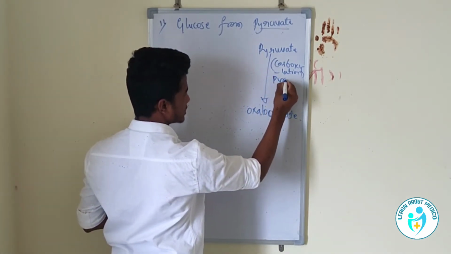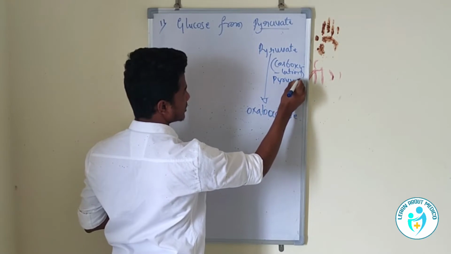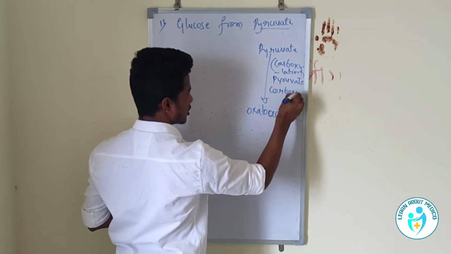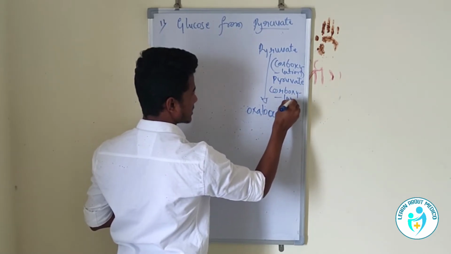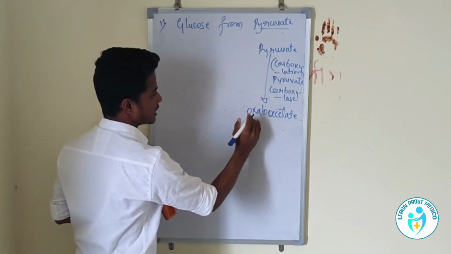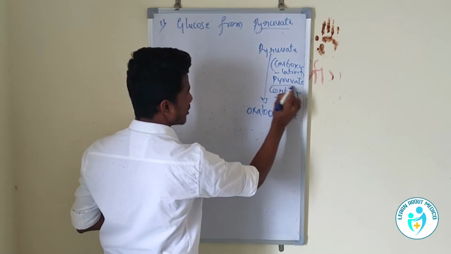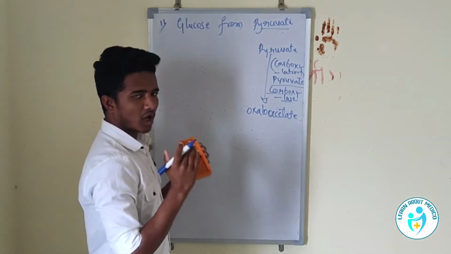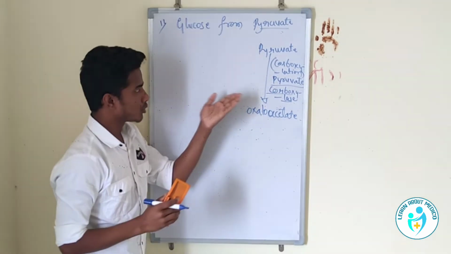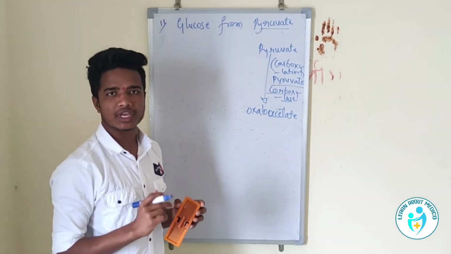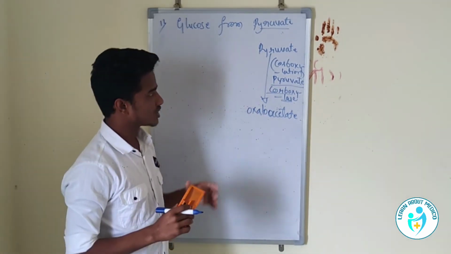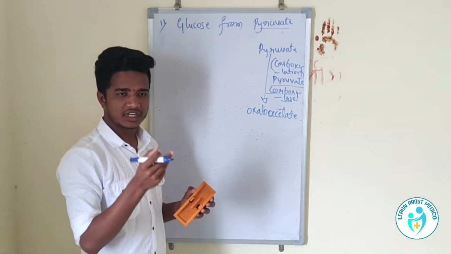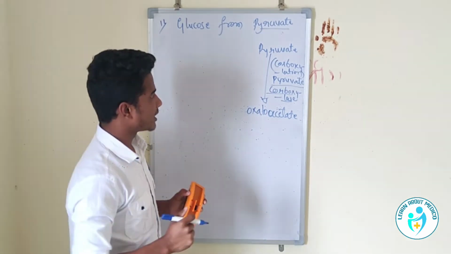Pyruvate is converted into oxaloacetate with the help of the enzyme pyruvate carboxylase. This is the carboxylation reaction. Carboxylation means addition of carbon dioxide, and decarboxylation means removal of carbon dioxide.